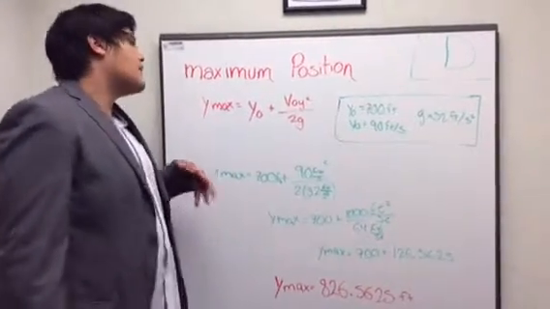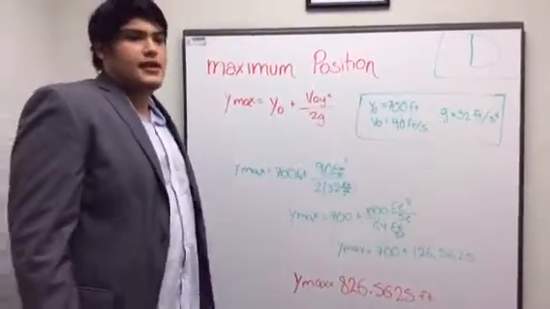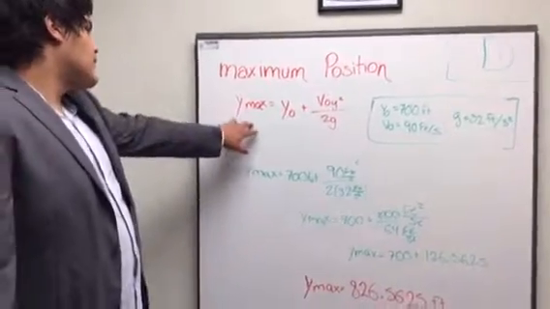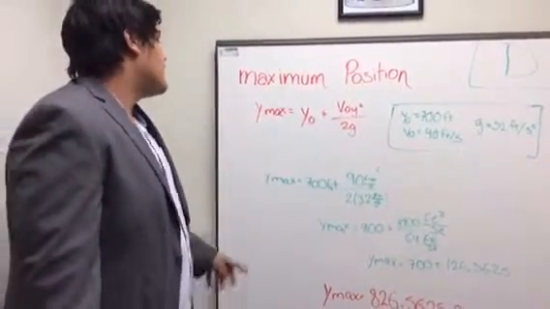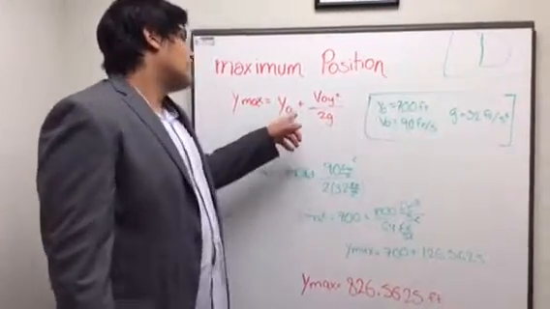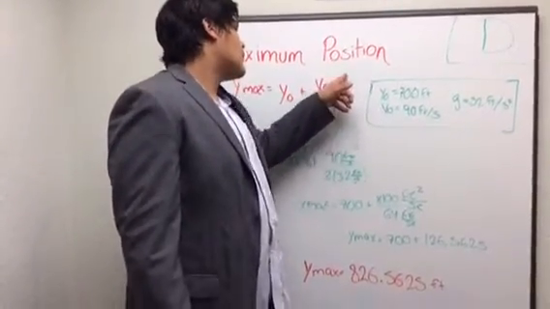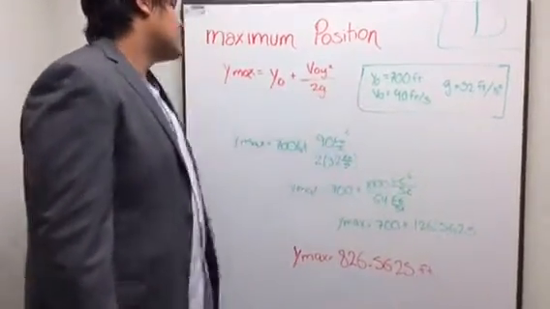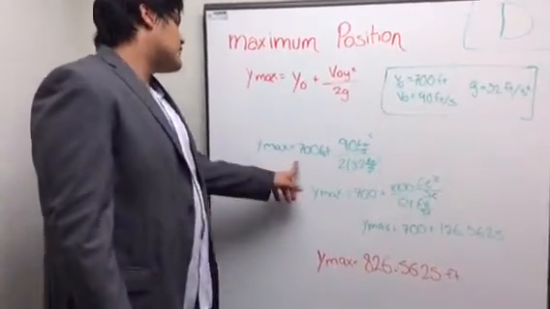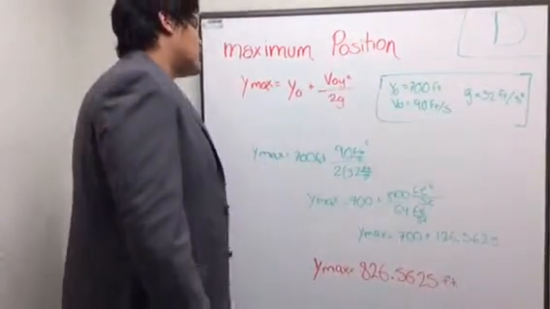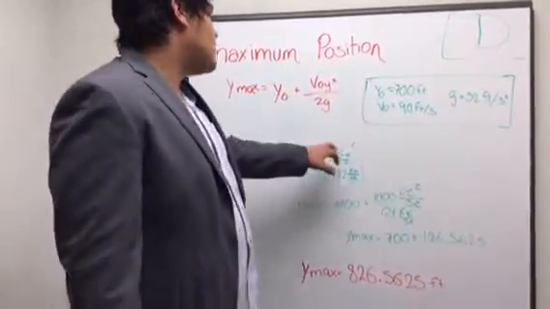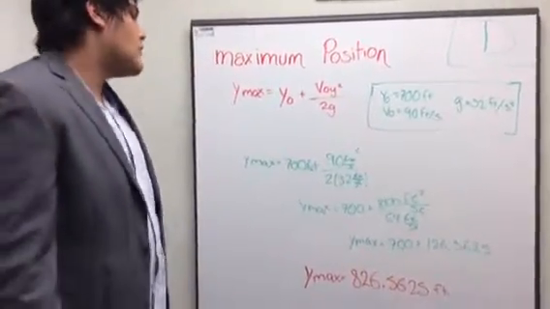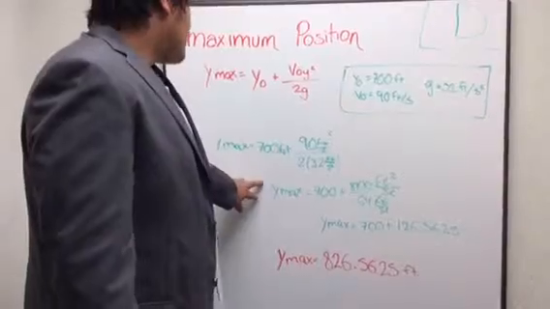We are asked to find the maximum position on the y-axis, that is the height of the baseball helmet when we throw it away. So the formula we use for y max is the initial position on y plus the initial velocity of y squared over 2 times gravity. So the y max is equal to 700 feet plus 90 feet over seconds, all squared, over 2 times 32 feet over seconds squared.